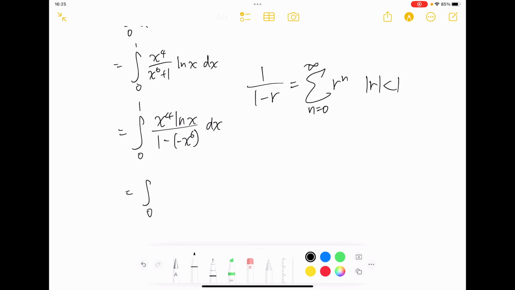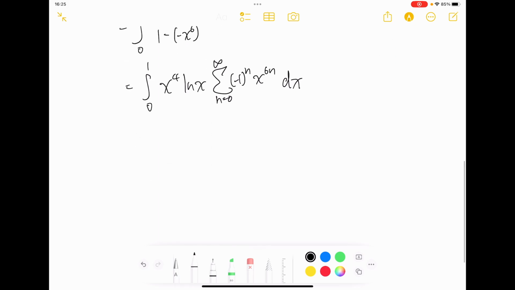So that's going to be the integral from 0 to 1 of, let's write that down, x to the 4th natural log x times the sum from n equals 0 to infinity of negative x to the 6th to the n dx. And we're just going to split this up. So that's going to be negative 1 to the n times x to the 6n. And we can manipulate this a bit more because these two don't contain n. So from the sum's perspective, they're just constants.